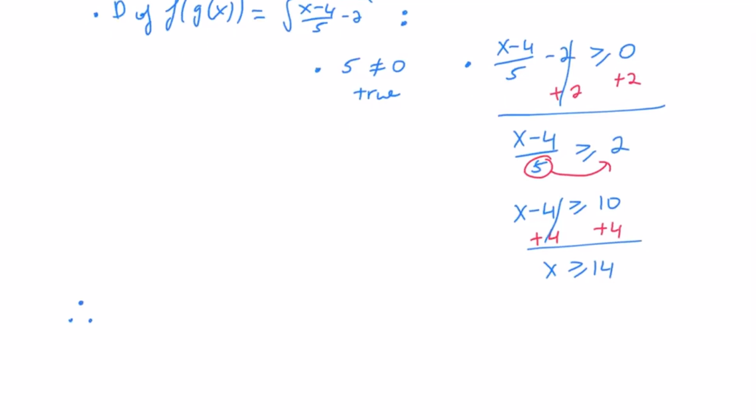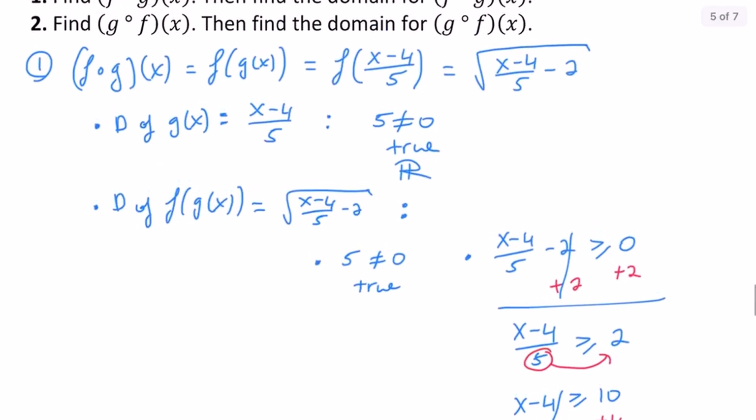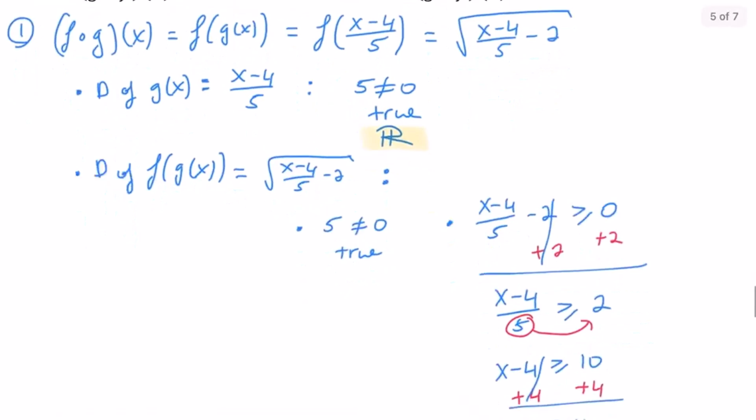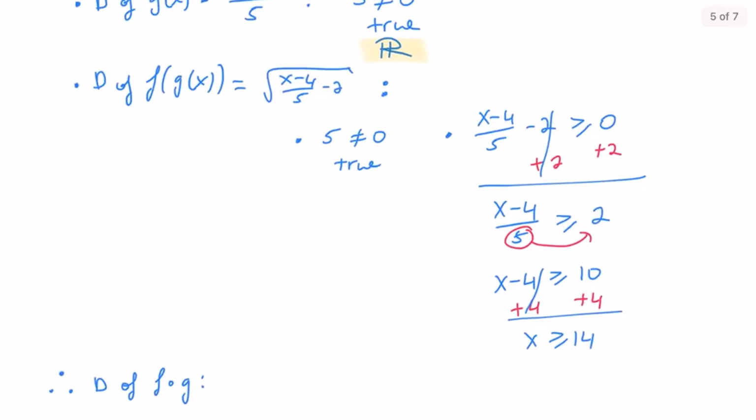The third step, get the domain that we want, the answer. The domain of f circle g is the combination of the first 2 steps. The first step, the domain is all real numbers, so no restriction. The second step, the first one here is true, so no restriction. And then we have x needs to be greater than or equal to 14, so we have a restriction here.